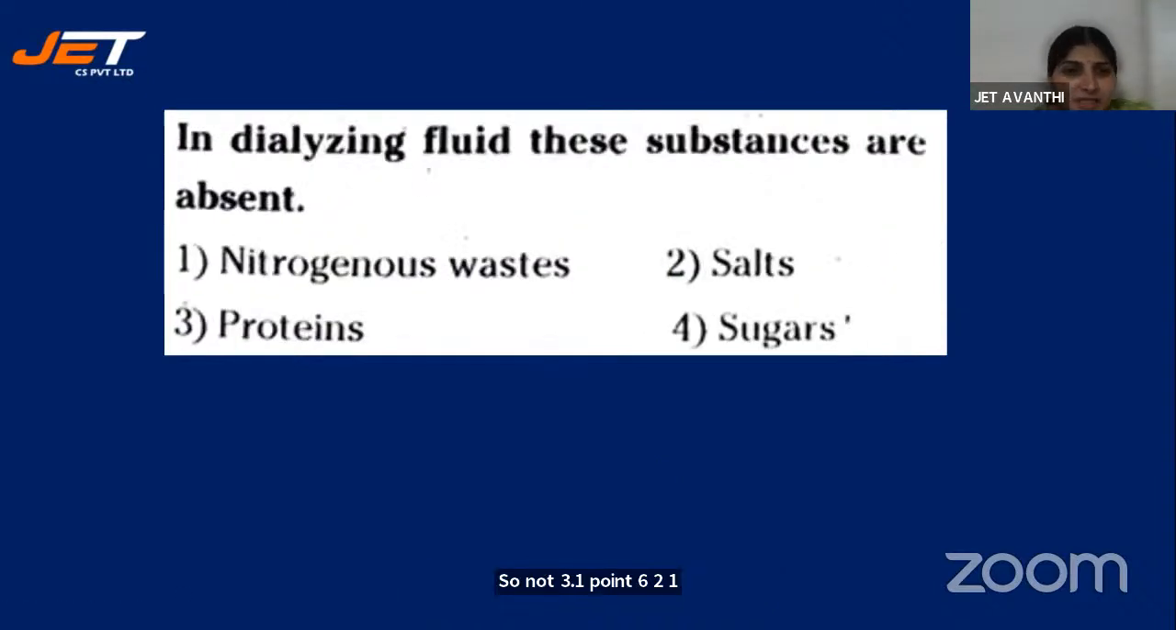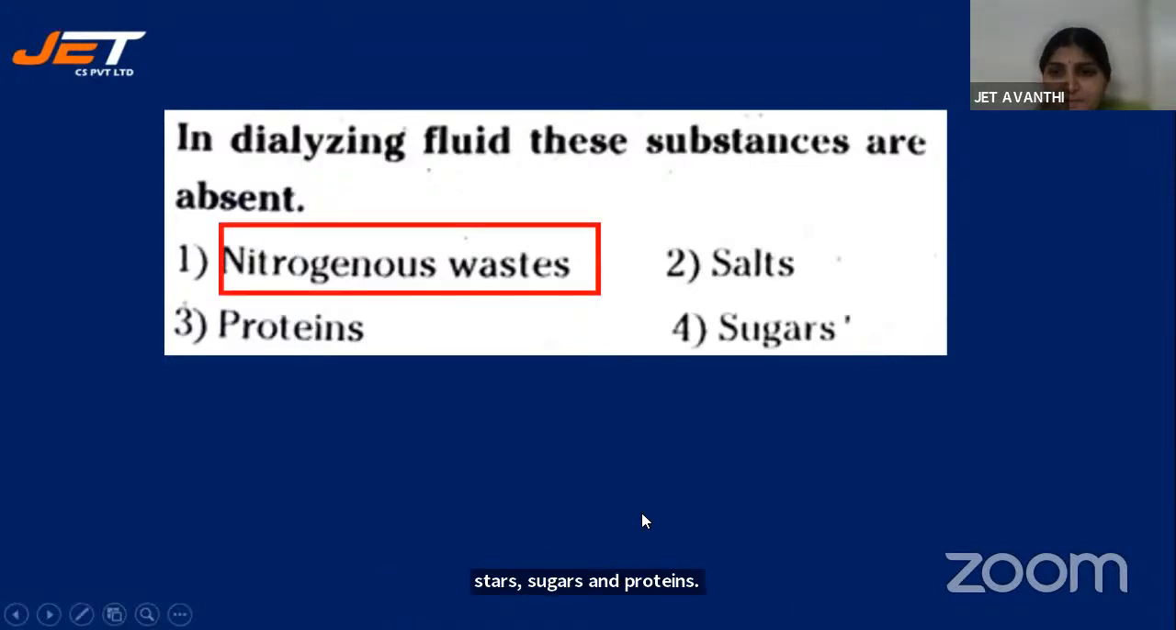Then in dialyzing fluid, these substances are absent. What are absent in the dialyzing fluid? So that dialyzing fluid will remove the nitrogenous waste from the blood circulation. Okay. What is not present in the dialyzing fluid? Nitrogenous waste, salts, sugars, and proteins. These are completely absent. It is nitrogenous waste. They are not present. Okay. Yes. Most of you have given the correct answer.